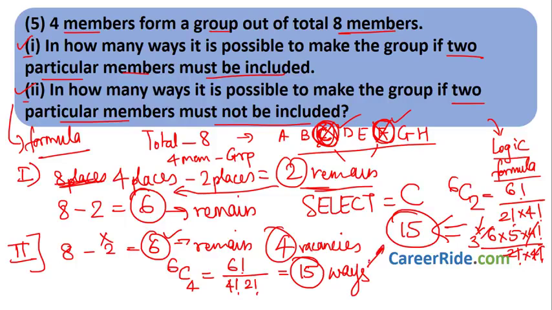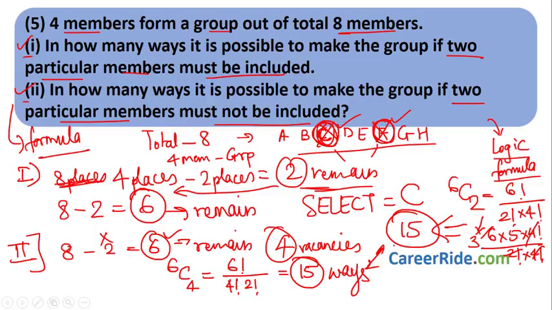So see how easy it was using the formula. Since I am explaining, it might have taken time, but using the formula you can simply write 6C2. Need 2 places, only 2 people should be considered out of 6. So 6C2 you will get this answer. 6C4 you will get the answer as 15 ways.